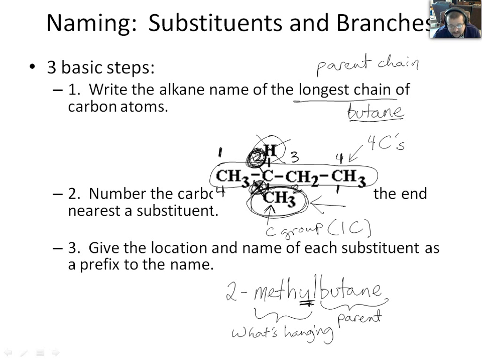You have the choice to number it going left to right or right to left. Always choose so that your position number is the lowest for what's hanging off of your parent chain. So we'd call that 2-methylbutane. 2 because the carbon is hanging off of the second carbon in our chain. Methyl because we've got a 1 carbon group hanging off. And butane because we've got a 4 carbon parent chain, or the longest chain that we could trace in the molecule was 4 carbons long.